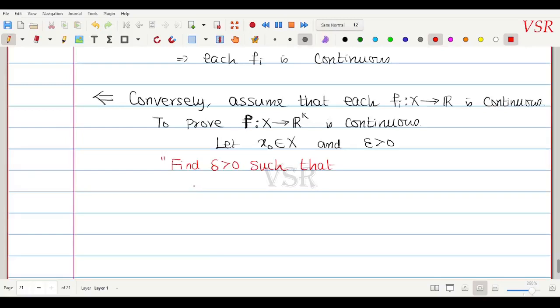whenever distance between x comma x naught is less than delta, this must imply that summation i equal to 1 to k, modulus of fi of x minus fi of x naught, the whole square, the whole power 1 by 2, is less than epsilon. இதுதான் நீங்க கண்டுபிடிக்கணும். Okay.